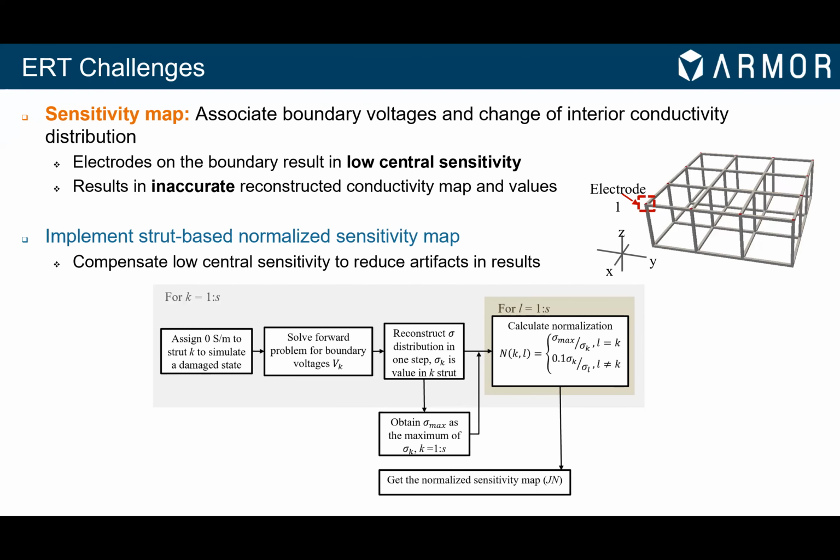So to improve our method, we've implemented this so-called strut-based normalized sensitivity map, where, while producing the sensitivity map as part of the ERT algorithm, we look at how different elements affect the boundary voltages that we collected, and in turn apply this normalization matrix to our final sensitivity map to essentially enhance and correct for the low central sensitivity within the EIT method itself, or the ERT method itself.